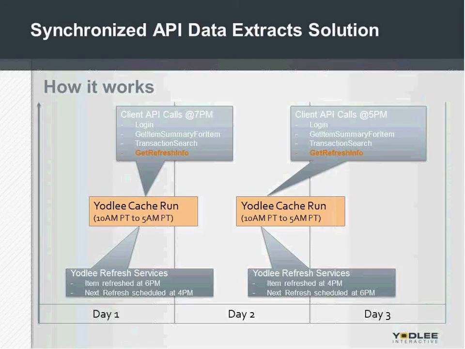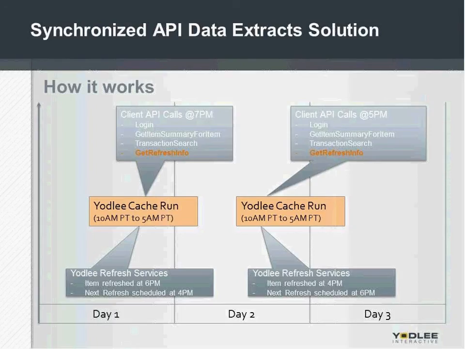Now, the way our system works is we refresh the accounts, and we have an example here of refreshing an item at 6 o'clock p.m. on day 1. The next refresh for that item is scheduled for 4 o'clock p.m. the following day. So the following day, the cache run will happen, and that item will be refreshed at 4 p.m.